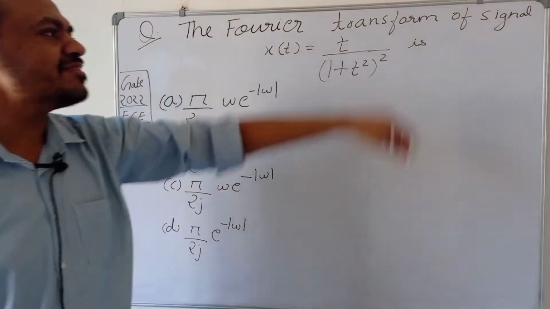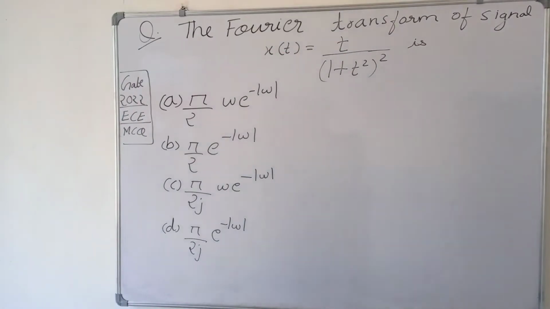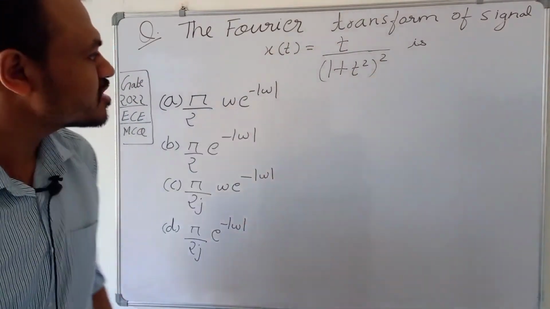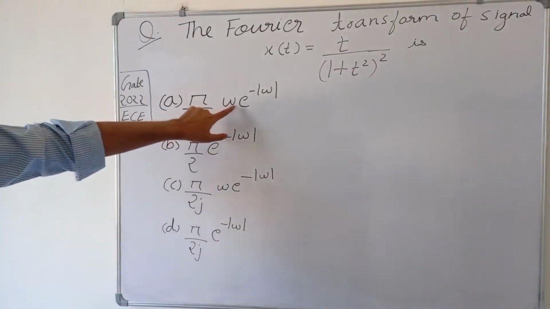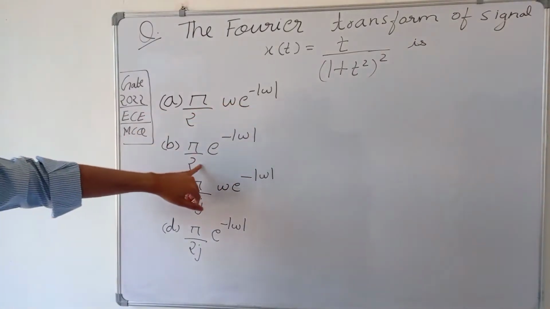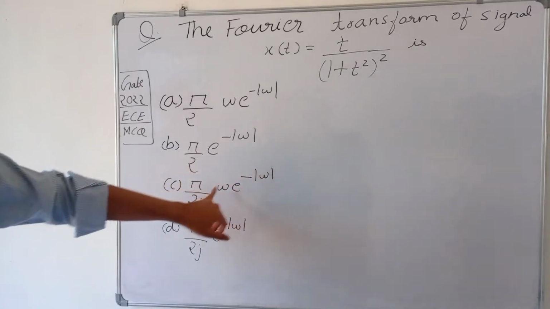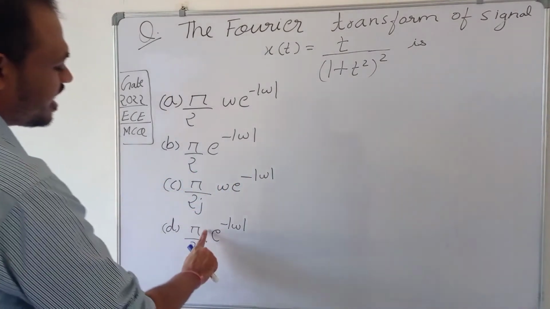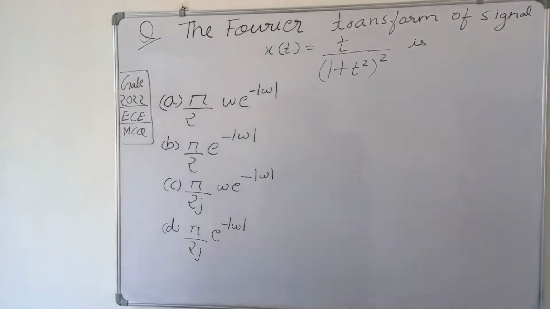So we have to find the Fourier transform of this signal x(t) = t / (1 + t²)². The four options are: π/(2) ω e^(-|ω|), π/2 e^(-|ω|), π/(2j) ω e^(-|ω|), and π/(2j) e^(-|ω|). So these are the four options.